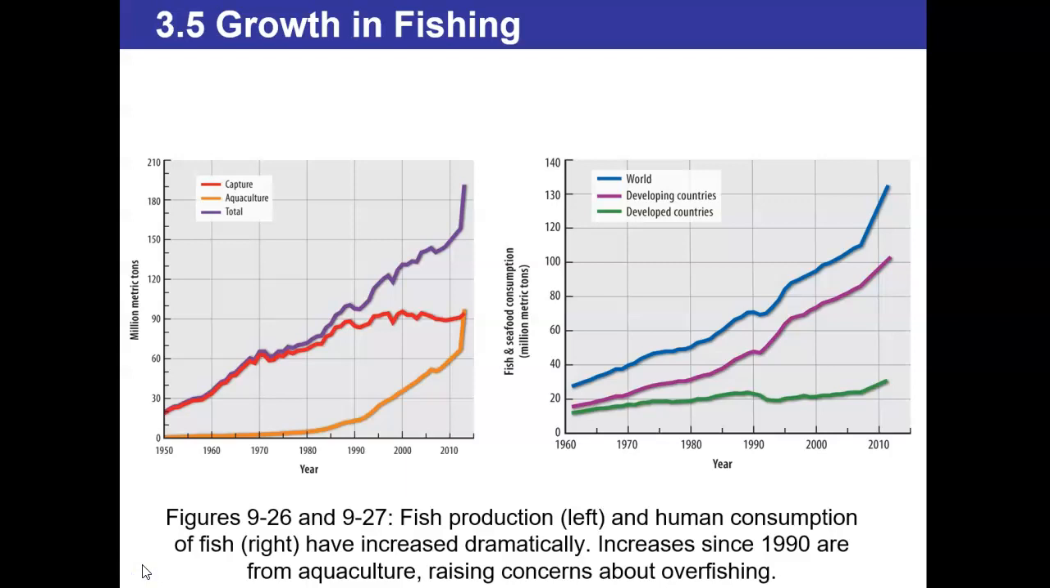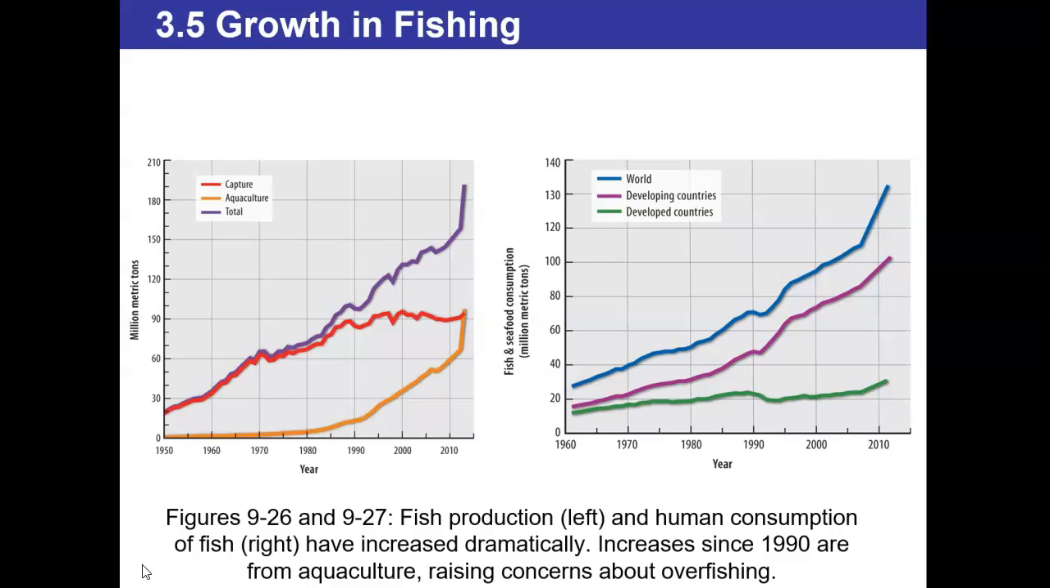Take a look at figures 9-26 and 9-27, located on page 324 of your textbook. You see fish production on the left and human consumption of fish on the right. Both have increased dramatically. Increases since 1990 are mainly attributed to aquaculture, but this is raising concerns about overfishing, mainly because it is becoming more and more of a threat through industrialization. Developing countries are responsible for 5/6 of this increase.